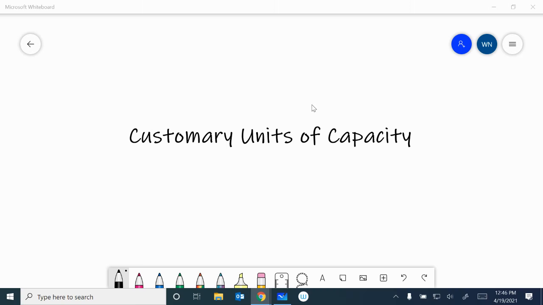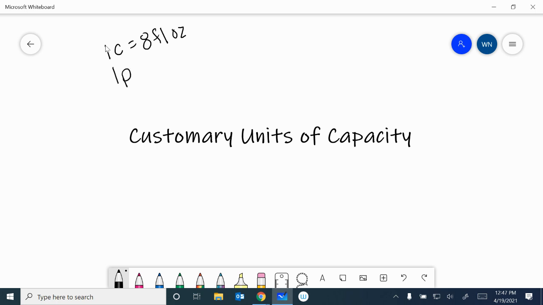So today we're going to be working on customary units of capacity. You should already have your chart cut out and glued into your notebook. But just to review, we've got 1 cup equals 8 fluid ounces. That fluid ounces is going to be really important next when we start realizing that ounces can also mean weight. But since we're talking about capacity today, it is fluid ounces.